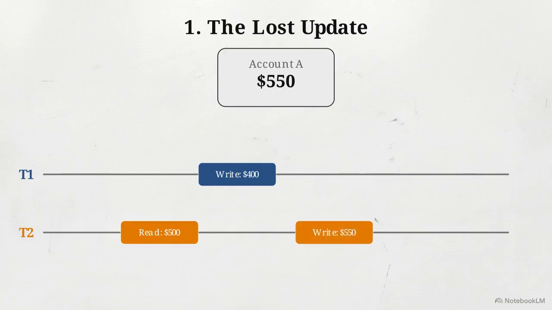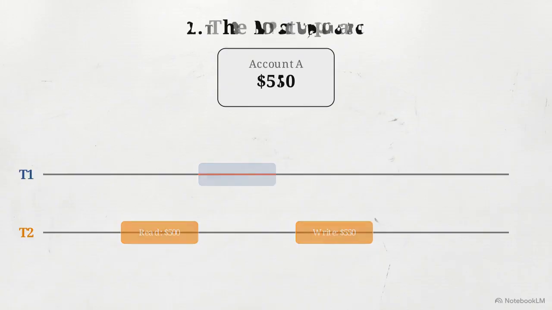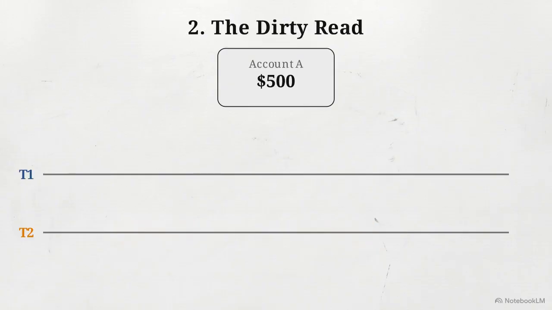But transaction 2 is still using the old math. It calculates its own update and writes $550. It completely wipes out transaction 1's completed work. That $100? Gone. Let's reset.